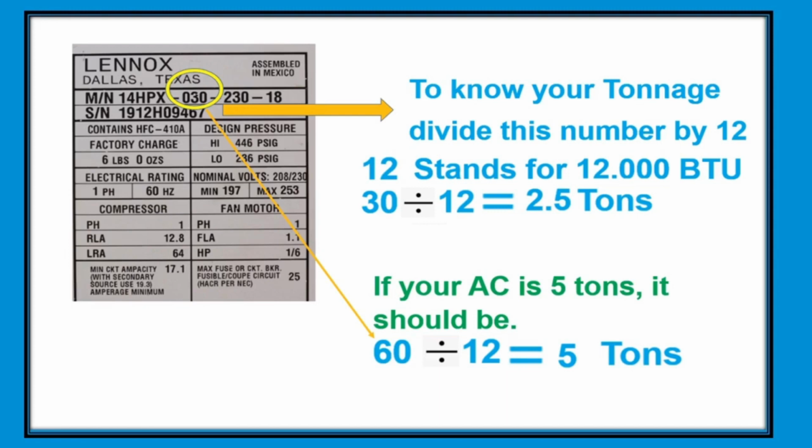Here, we have an example of a Lennox air conditioner. To know your tonnage, divide this number by 12. 12 stands for 12,000 BTU. So 30 divided by 12 equals 2.5 tons. So this nameplate is 2.5 tons. If your AC is 5 tons, it should be 60 here. 60 divided by 12 equals 5 tons.